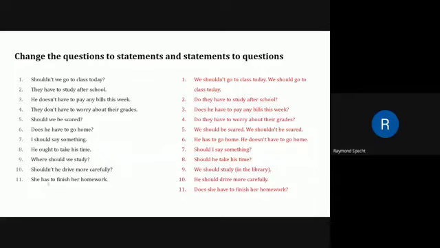11. She has to finish her homework. Does she have to finish her homework? And again, why have? Right? She does, she. All right? Don't forget our subjects. It tells us what goes next.